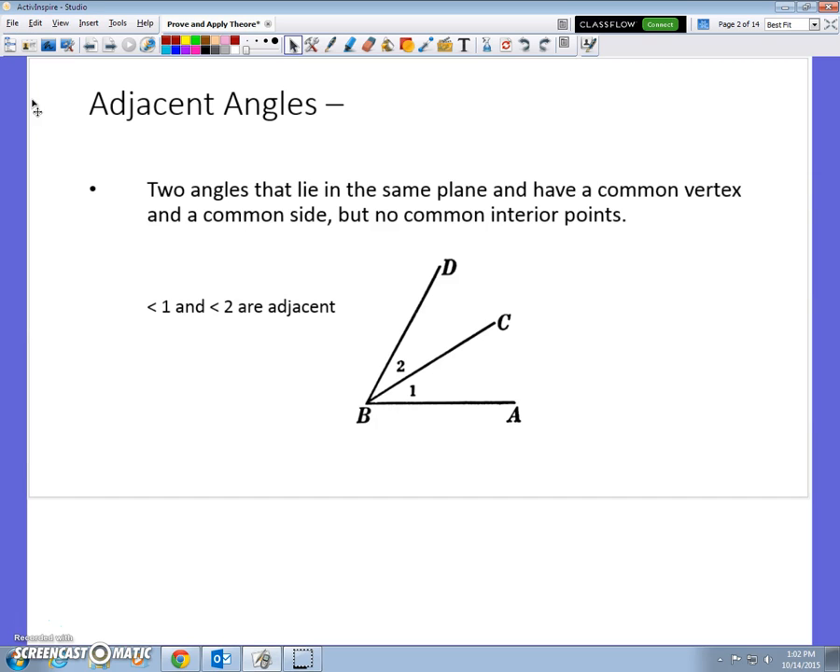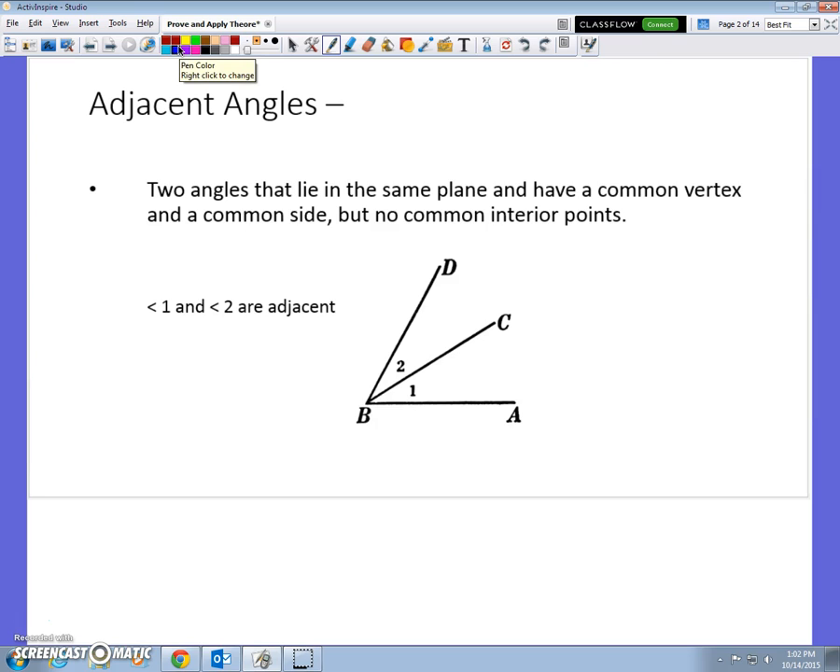You probably are familiar with adjacent angles or have heard the word adjacent, but we're going to run through a little vocab review so we're all on the same page. The definition of an adjacent angle is two angles that lie in the same plane and have a common vertex and a common side but no common interior points. So what they mean in fancy words is the angles are side by side.